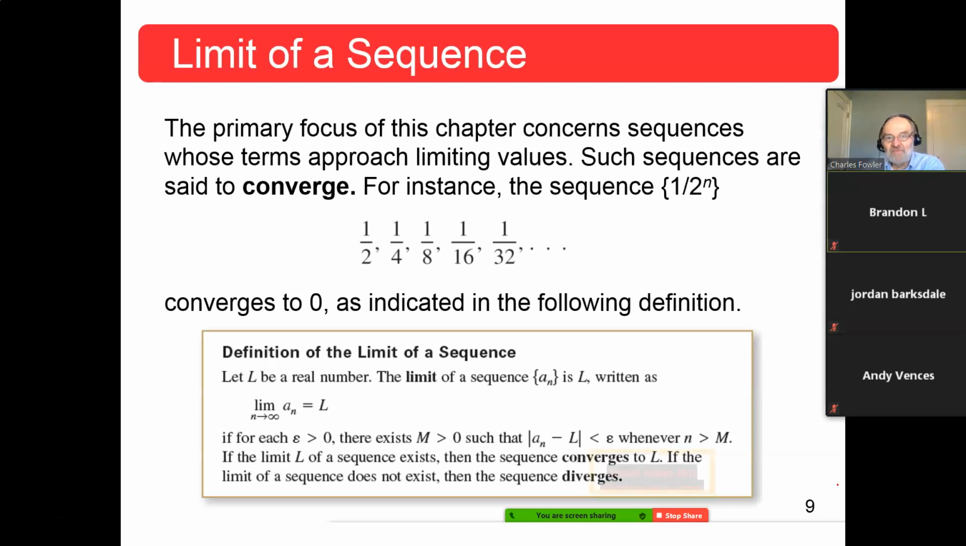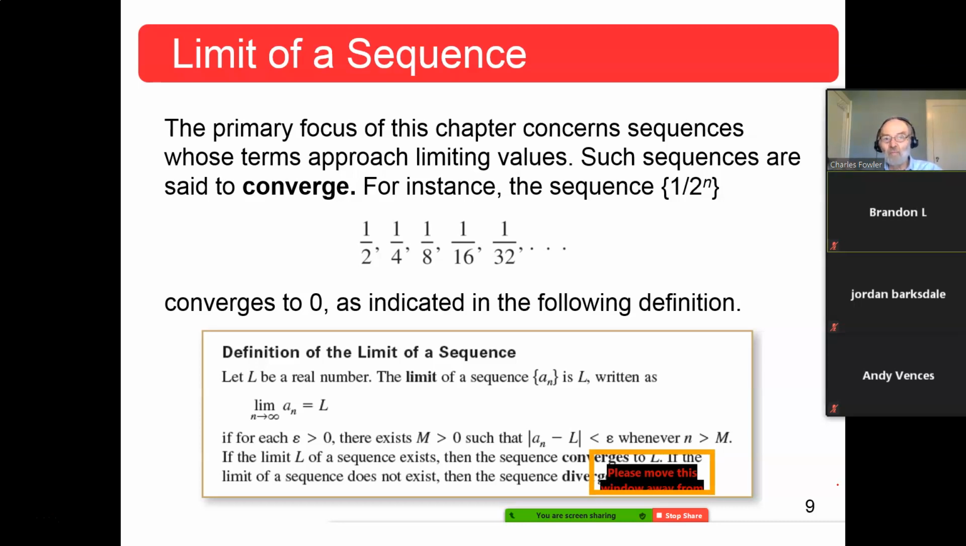The primary focus of this chapter concerns sequences whose terms approach limiting values. Such sequences are said to converge. In other words, those sequences go on forever, but they're getting closer to some fixed number. Okay? Others don't converge, like the last one we did, which does not converge. It just keeps getting more and more negative. But if it does approach a limiting value, then we say it converges.